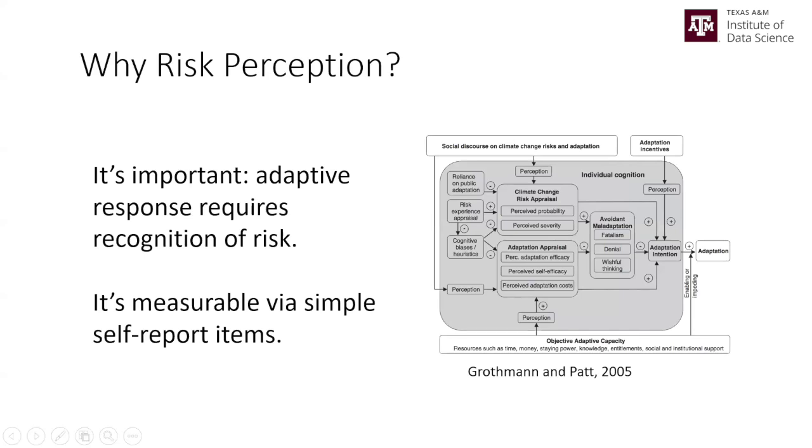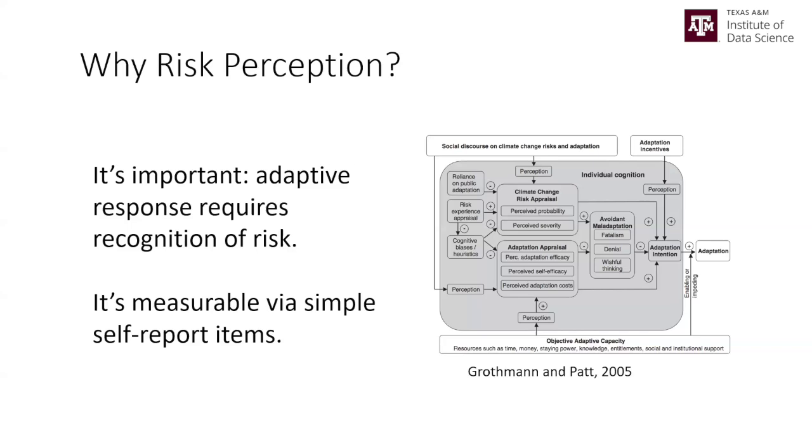Because risk perception has been shown in a number of contexts to really be essential to adaptive behavioral response to natural hazards. Without this feeling of being at risk, recognizing that risk, it's very difficult to plan effectively for storm surge or other hazards that threaten these coastal communities.